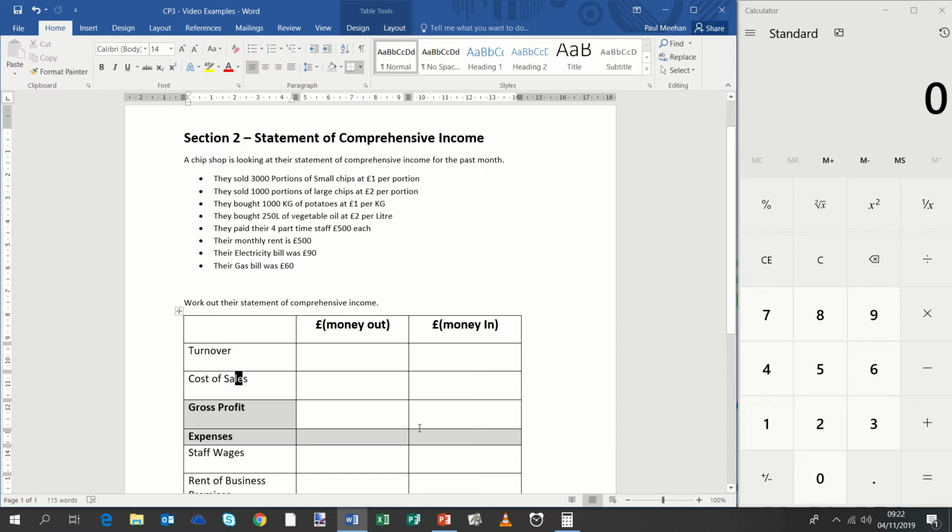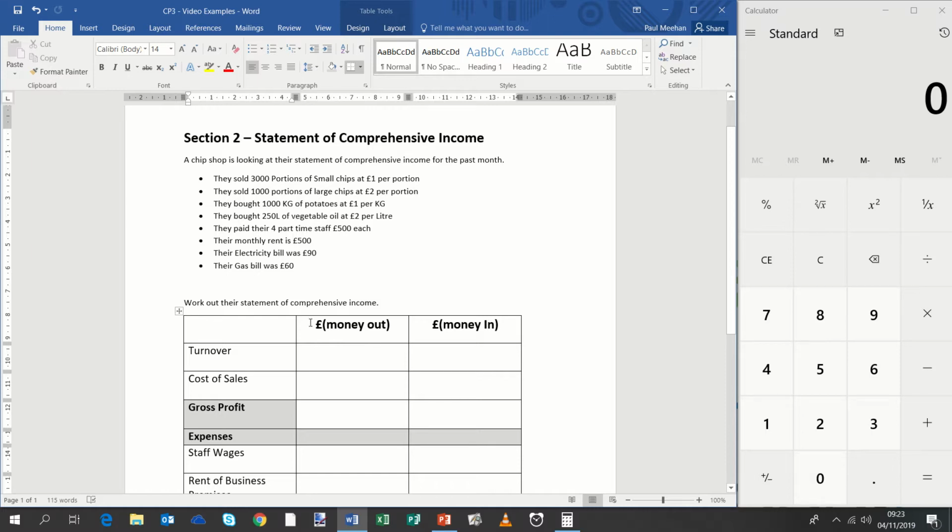And some of the exam questions may have a slightly differing form, or they may put the columns the other way around. But as a rule of thumb, I always do money in, or money being kept, in the right hand side and money going out in the left hand side. Just makes things nice and tidy for you.